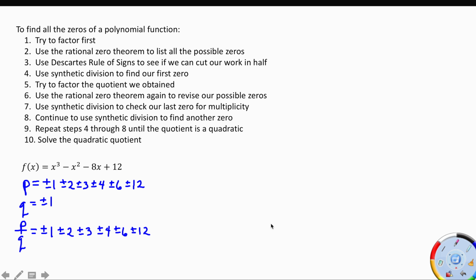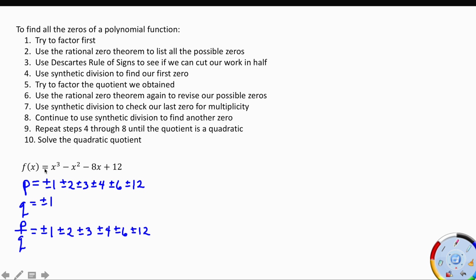Okay, now I'm going to try to use Descartes' rule of signs to see if I can get some help. So I'm going to look over here and see if this changes signs for just plain f of x. And it goes from positive to negative. I'm through, right, with that one. Let's imagine f of negative x.